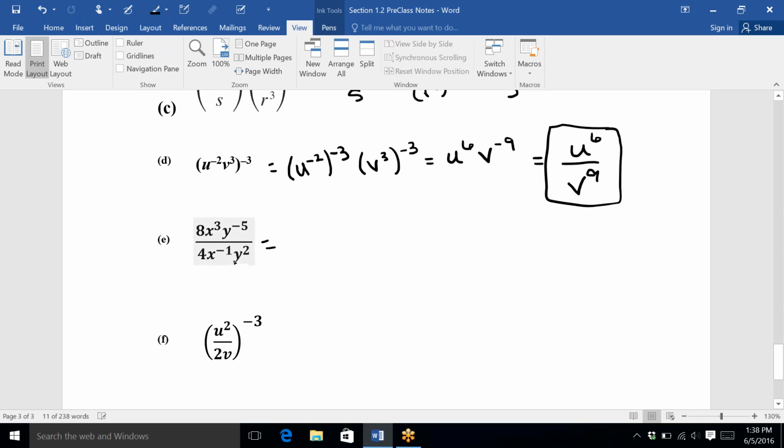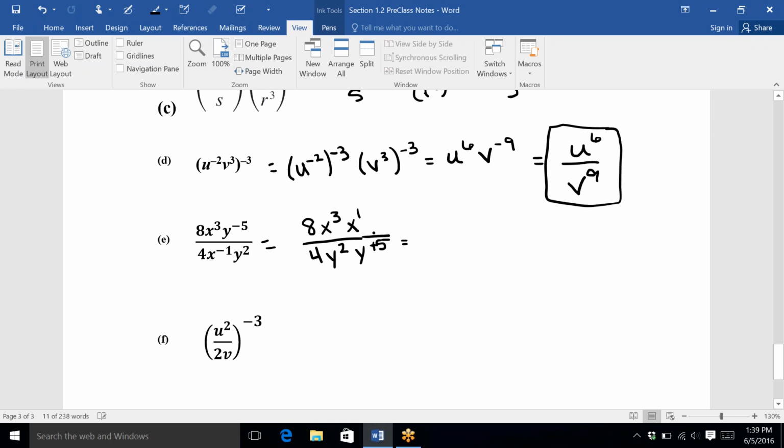Okay, in this scenario, I might actually move some things around first because I've got negatives on top and bottom. So if I was to do that, 8 and x to the third are fine on the top because they both have positive exponents. 4 and y squared are okay on the bottom because they both had positive exponents. The x to the -1 would move to the top. The y to the -5 would move to the bottom.